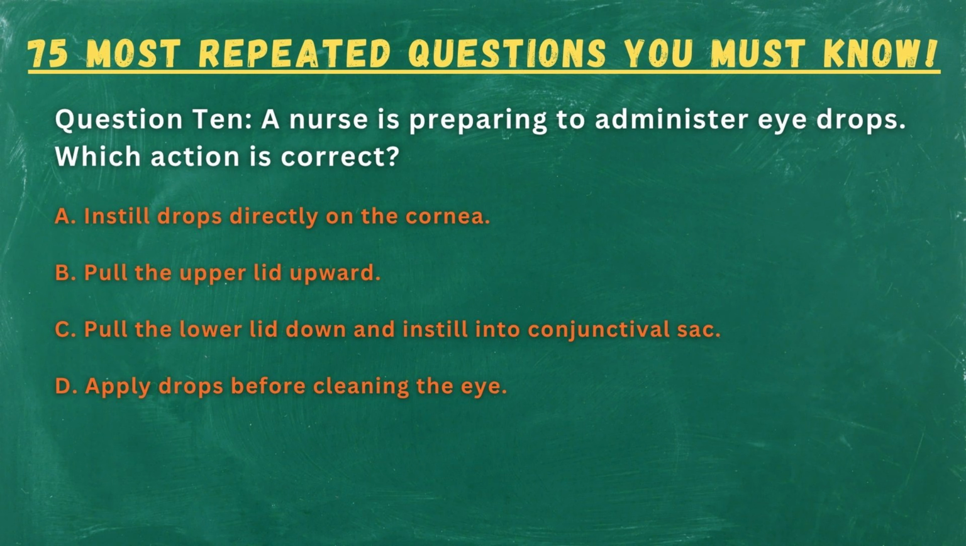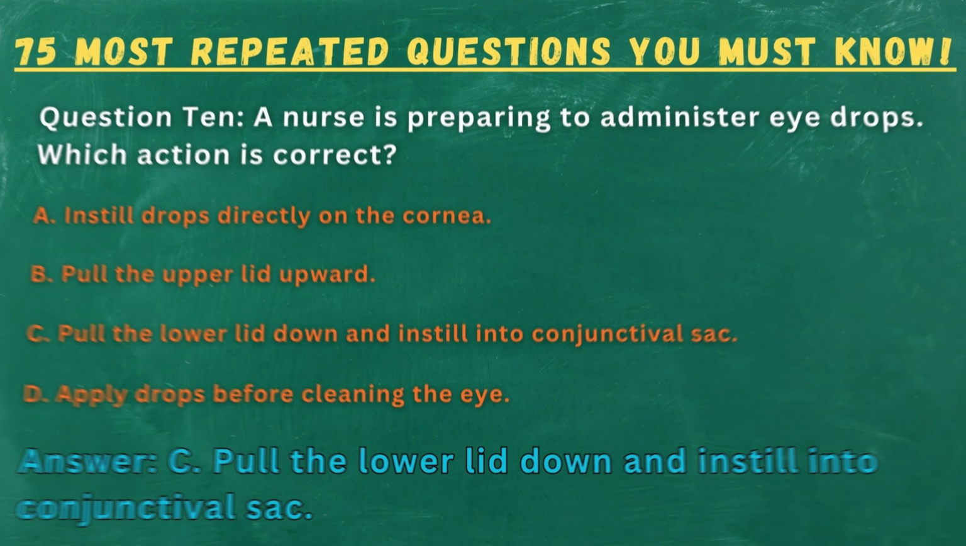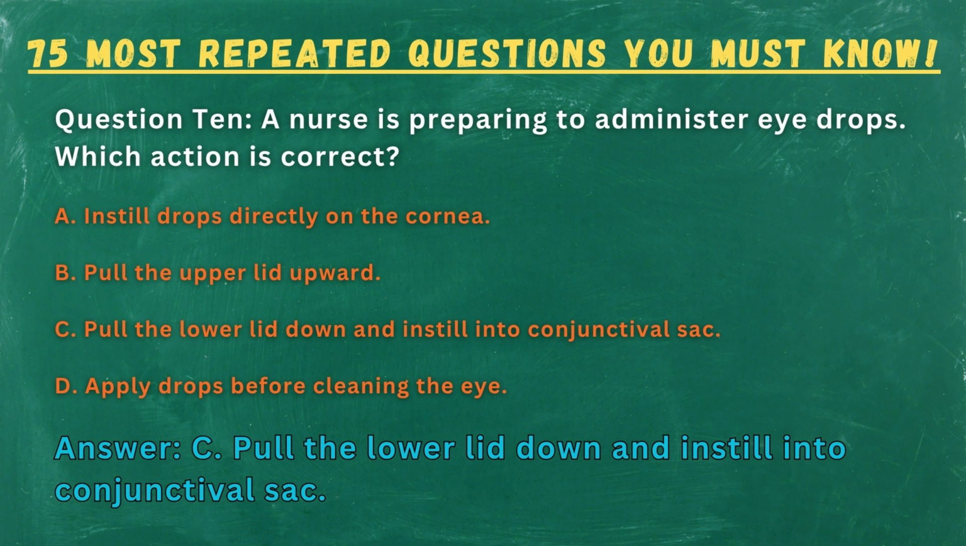Question 10. A nurse is preparing to administer eye drops. Which action is correct? A. Instill drops directly on the cornea. B. Pull the upper lid upward. C. Pull the lower lid down and instill into conjunctival sac. D. Apply drops before cleaning the eye. Answer. C. Pull the lower lid down and instill into conjunctival sac.